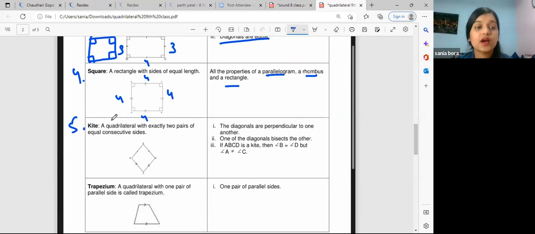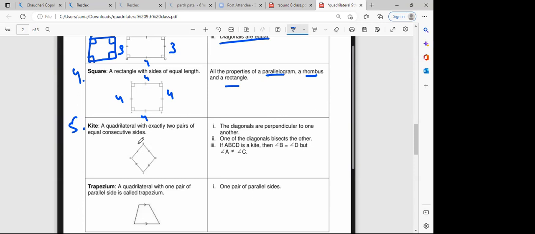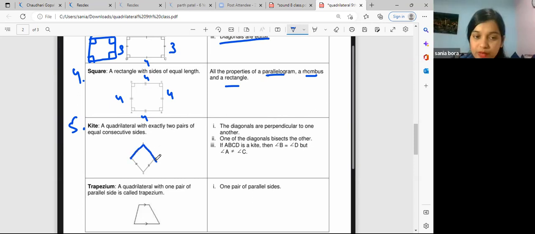So ma'am, what is a kite? A kite is a quadrilateral with exactly two pairs of equal consecutive sides, right? Consecutive is basically one after another. So this is a quadrilateral with exactly two pairs of equal sides. Over here, these two sides will be equal, and these two sides will be equal, like this.